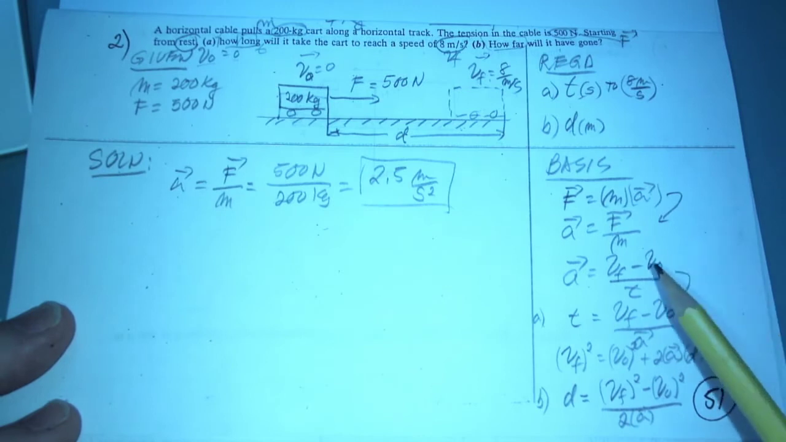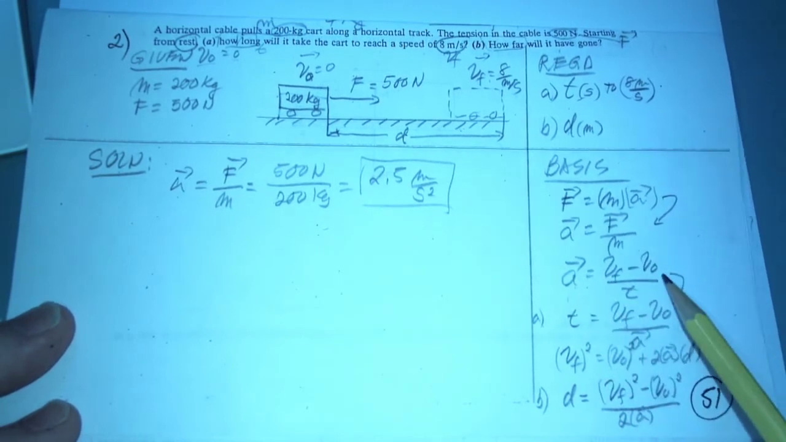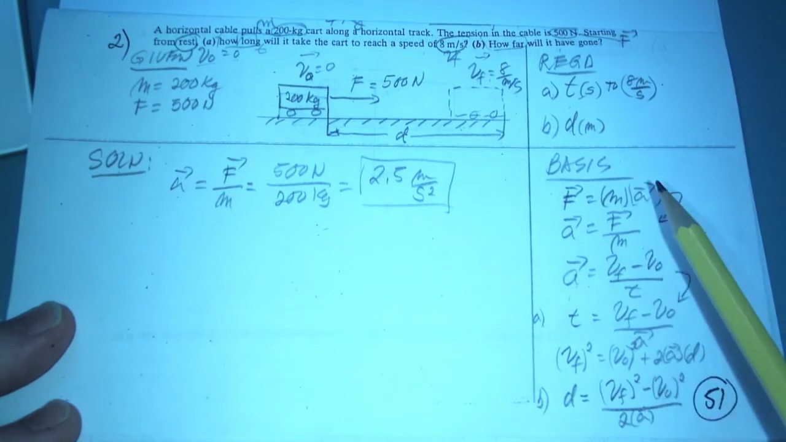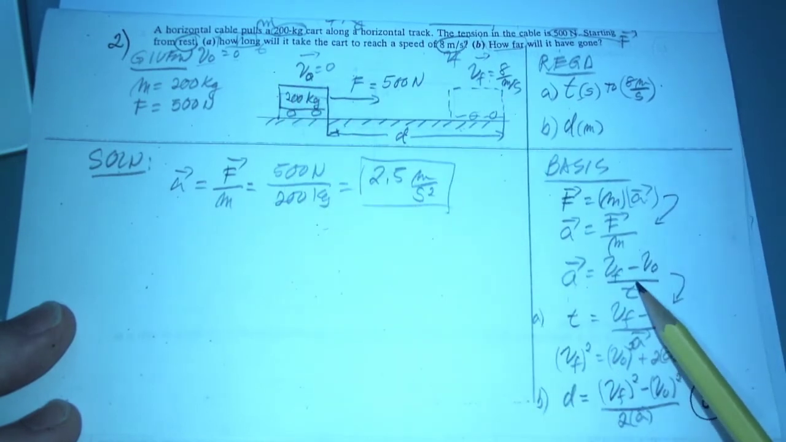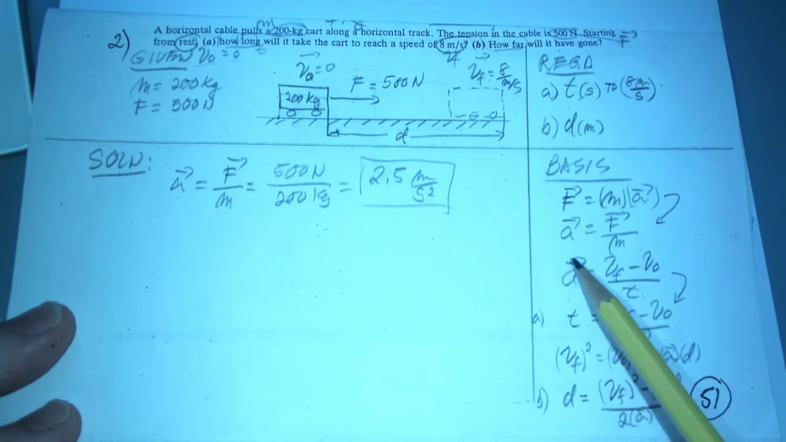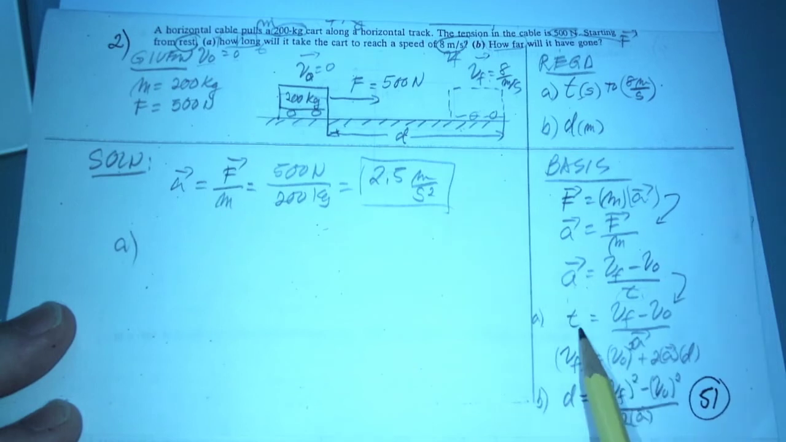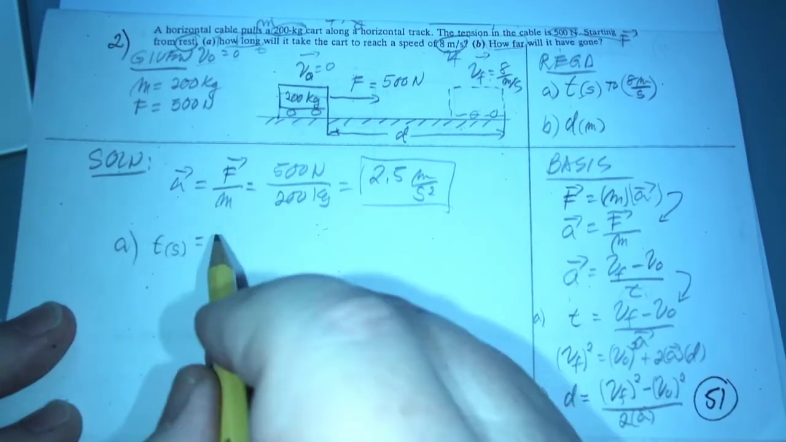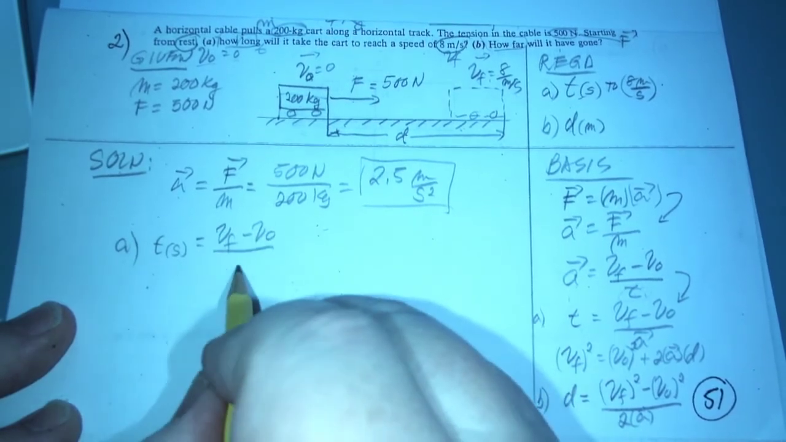Okay, and now we're going to use the definition of acceleration. Acceleration is the change in velocity over time. So that means a equals VF, the final velocity, minus the initial velocity, divided by time. Now what we're looking for is time, so we put that over there. This one goes under here, and we start with this equation. T in seconds is equal to VF minus VO over acceleration.